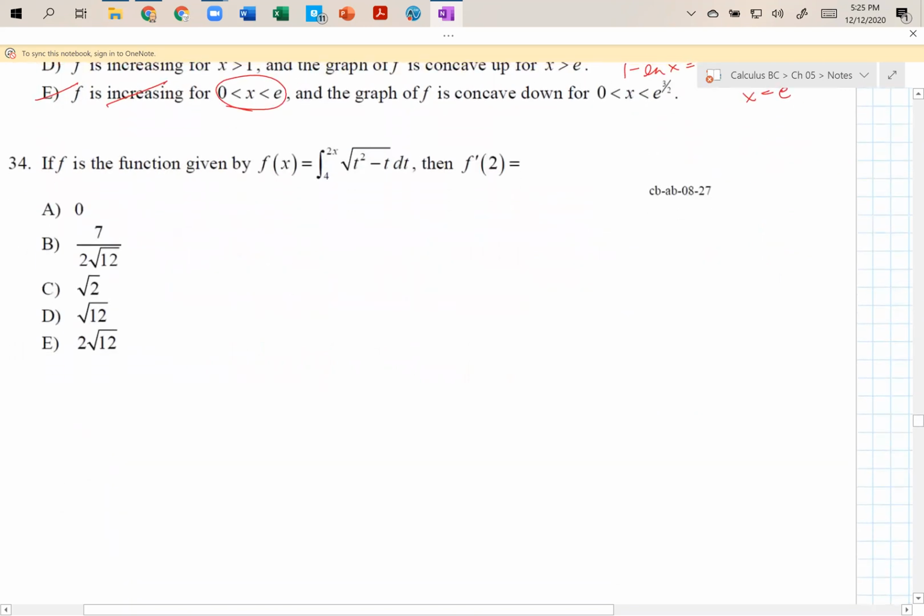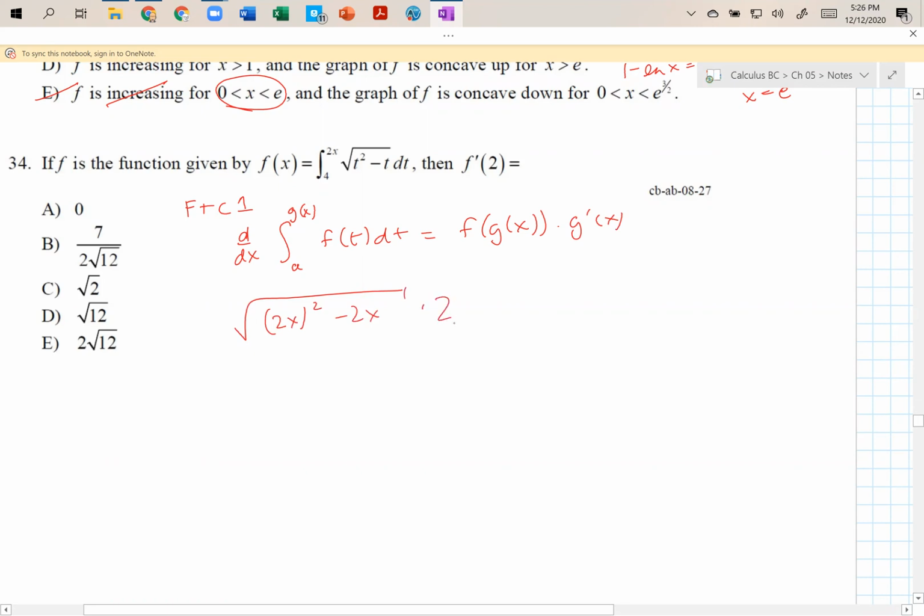In number 34, we have a classic FTC Part 1 question. Let's remind ourselves that Fundamental Theorem of Calculus Part 1 says that if I take the derivative with respect to x of the integral from some constant to some function of x of f of t dt, I get f of g of x and then a chain rule. So in this case, I get the square root of 2x squared minus 2x, and then I've got the chain of 2x, which is 2. And that's f prime of x.